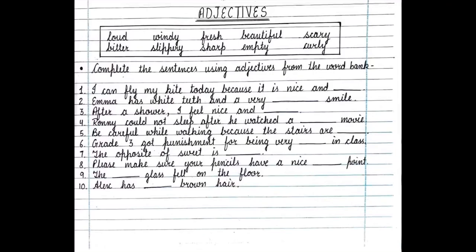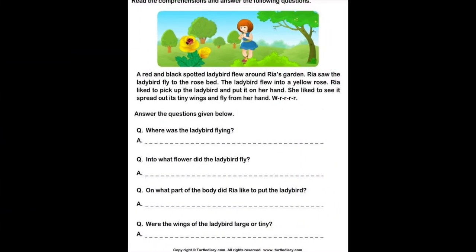Okay? Next. Emma has white teeth and a very dash smile. Which word can describe the word smile? From the word bank, the word beautiful. Emma has white teeth and a very beautiful smile. Well, children, try the rest of the sentences in the same manner. Alright. Now, next topic is reading comprehension.